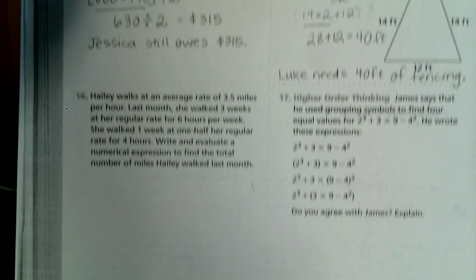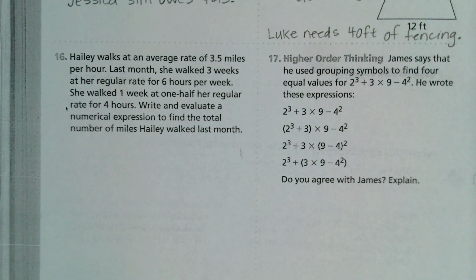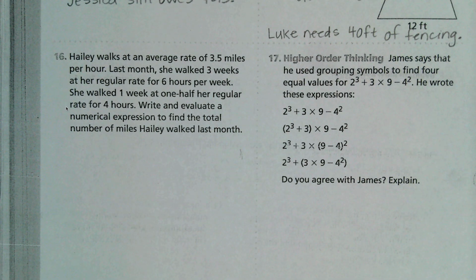16. Haley walks an average rate of 3.5 miles per hour. That's a good pace. Last month, she walked 3 weeks at her regular rate for 6 hours per week. She walked 1 week at 1/2 her regular rate for 4 hours. And they want write and evaluate a numerical expression to find the total number of miles Haley walked last month. Raise your hand if you're like, Miss Collins, what?